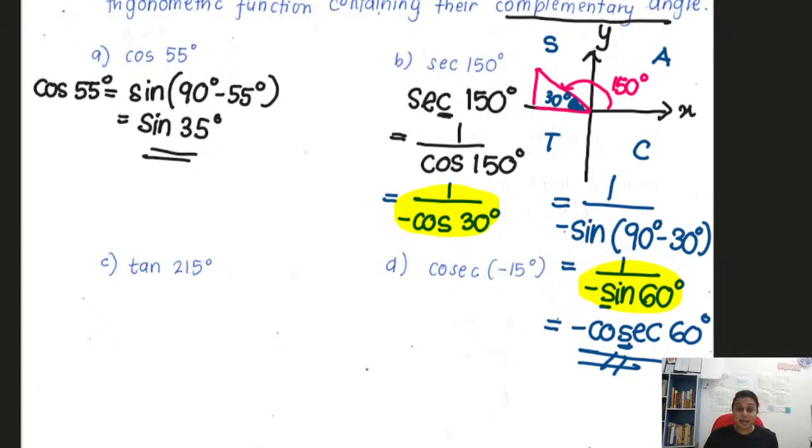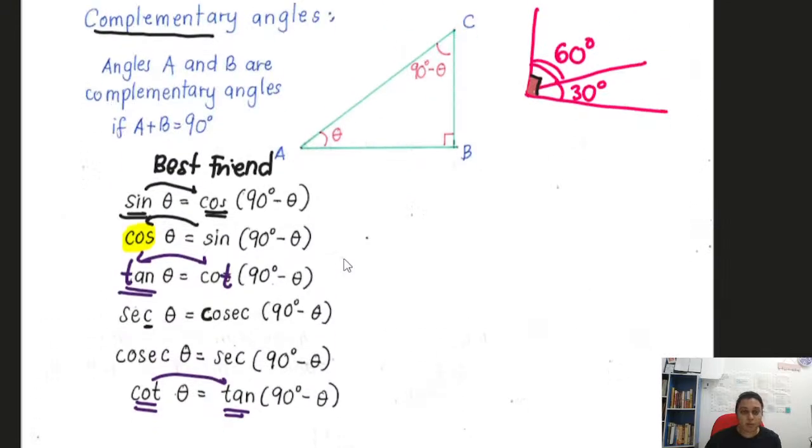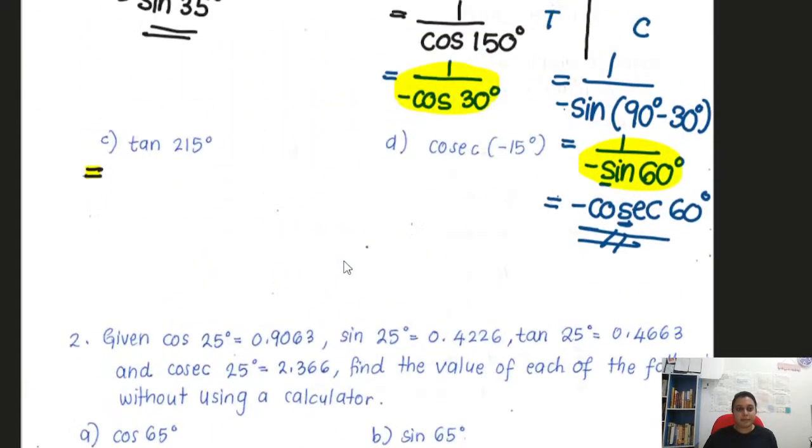Okay, for C, this one, tangent. Okay, so tangent, terus you can guna the best friend. Siapa best friend tangent? Just now best friend tangent ialah cotangent, isn't it? Okay, what was best friend for tangent? Cotangent. Okay. Tapi, okay, if you see here, if teacher write cotangent, teacher tulis cotangent 90 tolak 215.